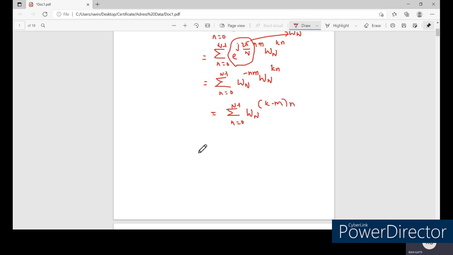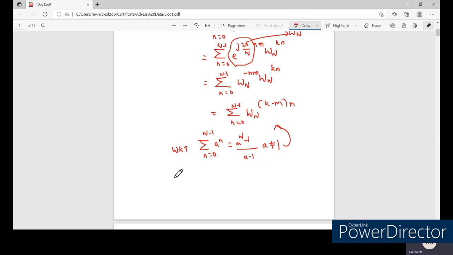So now you need to solve this expression. We know that summation n is equal to 0 to N minus 1 of a power n can be written as a power N minus 1 divided by a minus 1, where a is not equal to 1. So we can make use of this expression in order to simplify the above expression. In the place of a, I should replace W_N to the power of k minus m.